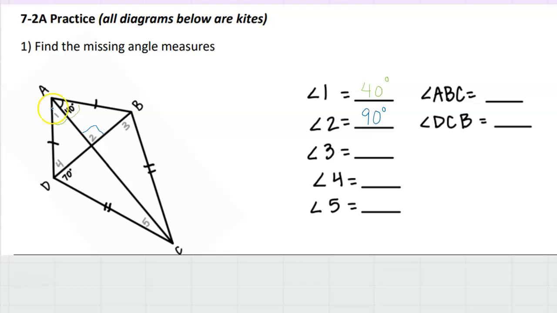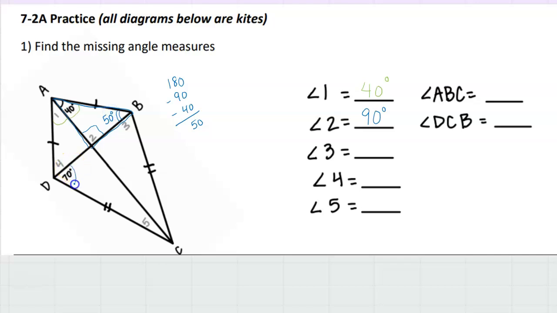I know, based on that, that I can find this angle. This angle is going to be 180. I'm looking at this triangle right here. I've got 180 minus 90 minus 40, or 50. So I know this angle is 50.